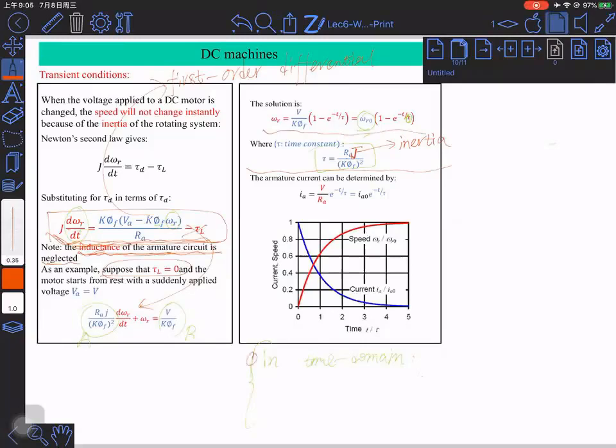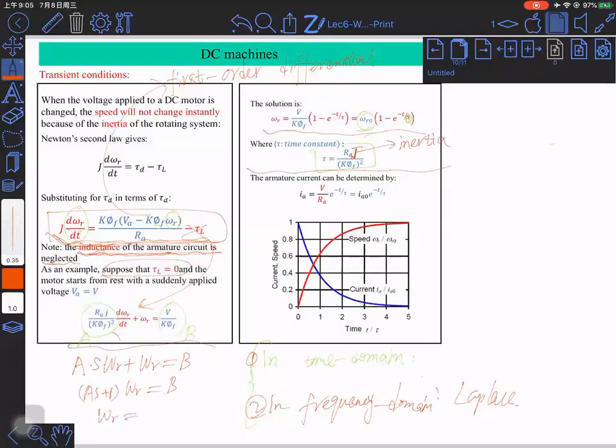Just now we said this is the first method of solving the equation. Then what is the second method? We can use the frequency domain, for example, Laplace transformation. If you do the Laplace transformation, what does this function look like? A times d/dt becomes A s omega r plus omega r equals B. So obviously (A s plus 1) times omega r is equivalent to B. Omega r is just B over (A s plus 1).